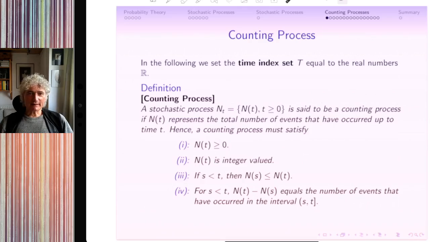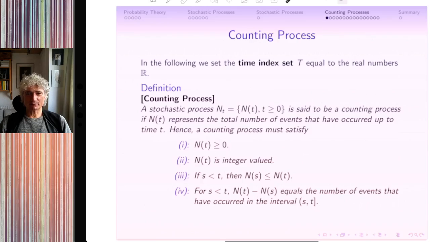Okay, so let's define a counting process. A counting process is a stochastic process, but now instead of xt we call it nt, just to say that this is integer valued. So we have n depending continuously on time, and t is supposed to be bigger or equal to 0 without loss of generality. And this is said to be a counting process if n of t represents the total number of events that have occurred up to a time t.